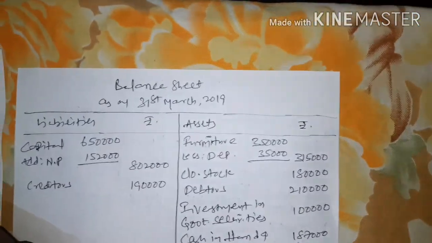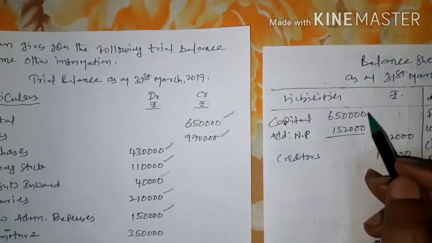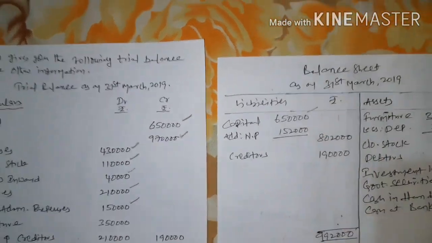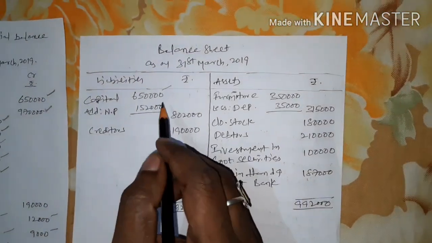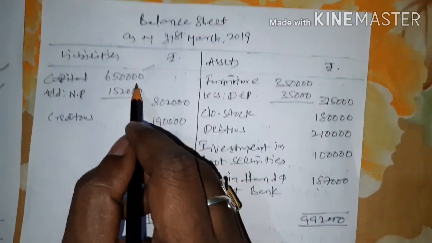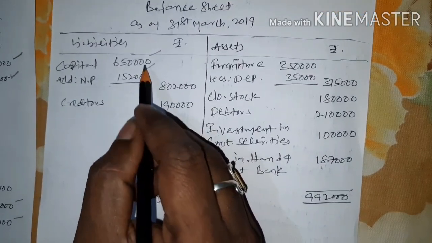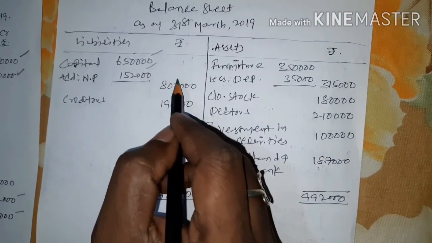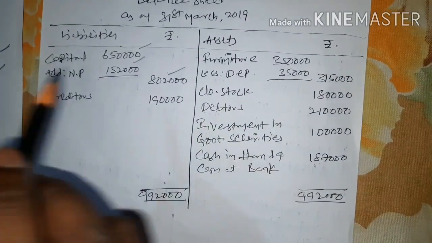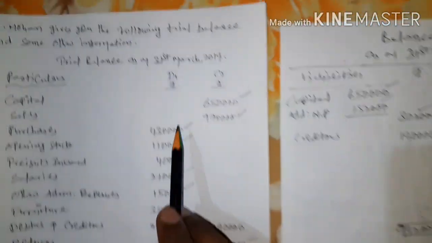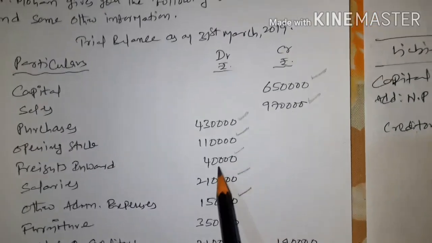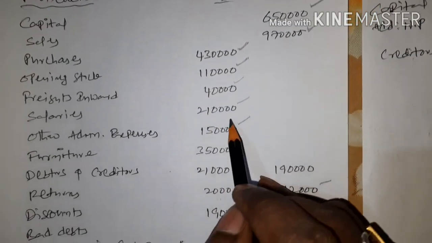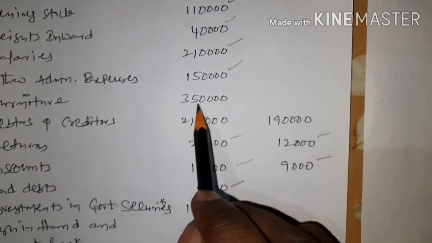Capital 6,50,000 is shown on the liability side, and whatever the net profit we have arrived at by preparing P&L account, the same will be added to net profit, that is 1,52,000. 6,50,000 plus 1,52,000, 8,02,000. Then sales we have recorded, purchase we have recorded, opening stock we have recorded, freight inwards, salaries we have recorded, other admin expense we have recorded.